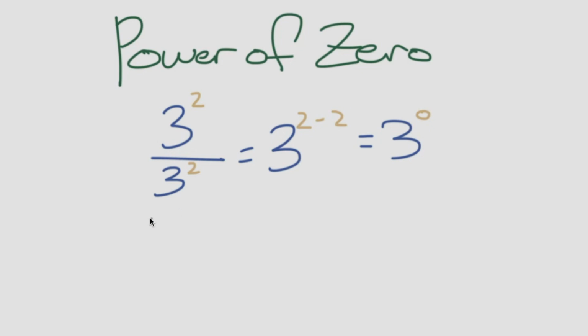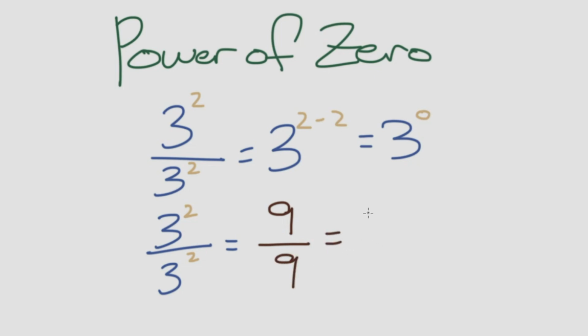But I also know that 3 to the power of 2 over 3 to the power of 2 is equal to 9 over 9. The reason why is because 3 to the power of 2 is 9, because that's 3 times 3. So I have 9 over 9. But when I have 9 over 9, I know that that whole thing is equal to 1. 9 divided by 9 is 1. So that tells me that 3 to the power of 0 is equal to 1. These two are the same.